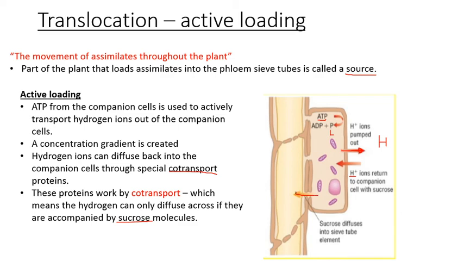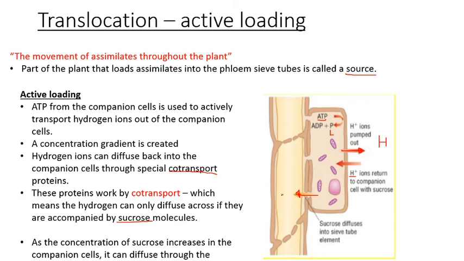And now we've got sucrose in the companion cell, and it will be able to just diffuse across the companion cell into the sieve tube element. And again, that would just be down a normal concentration gradient of sucrose. Because if you're moving sucrose into here, obviously it's going to be high, and the sieve tube element must be low.